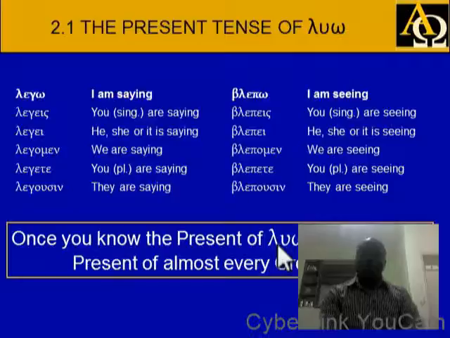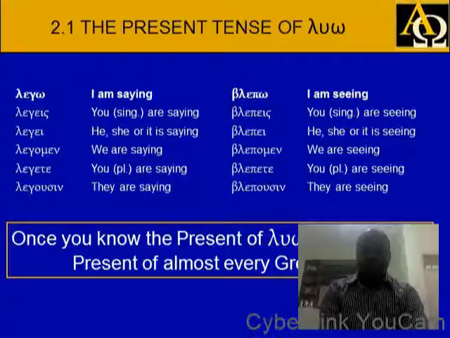So once you know the present tense of luo, then you almost know every present tense of the Greek language. Okay, so that's very important. Once you know the present tense of luo, you can know every other Greek word. Okay, let's move on.